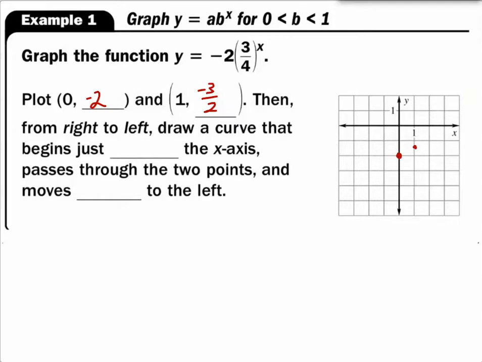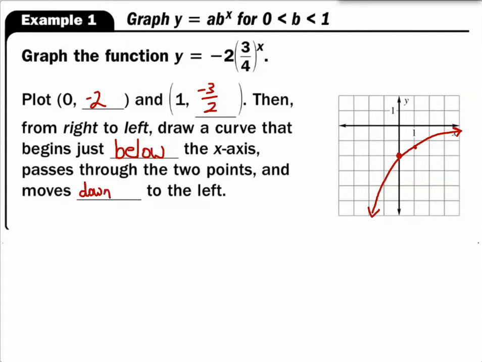And we follow the same general shape. We go over to the asymptote. If you were feeling spunky about this, you could certainly plug in other points along the way. But it begins just below the x-axis, passes through the 2 points, and moves down to the left.